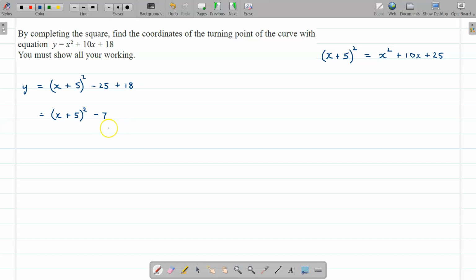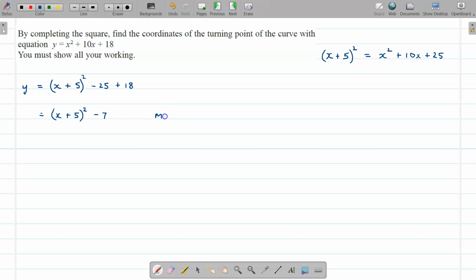And the minimum point occurs when this value is as low as it can possibly be. And when you square something, the smallest value it can be is 0, because if it's negative, when you square it, it becomes a positive number. And the only way to make this bracket 0 is to set x to minus 5. So the minimum point occurs when x is minus 5.